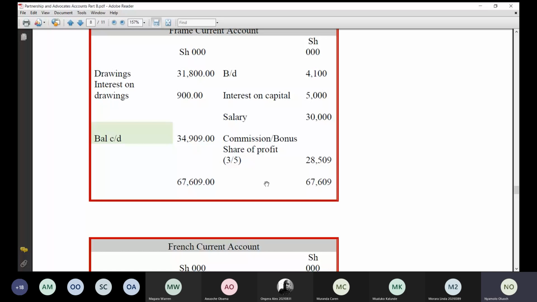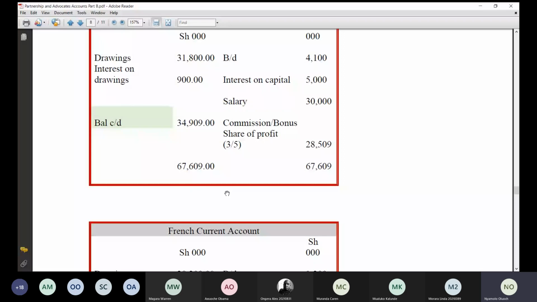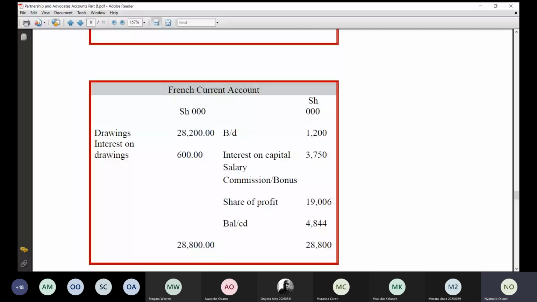The balance that you are carrying down will give you a mark if you've calculated it correctly in the balance sheet. So you will get a mark for this 34,909, and this balance.